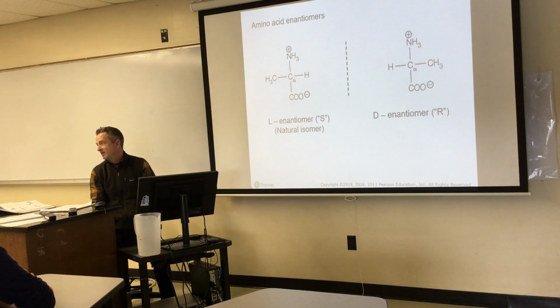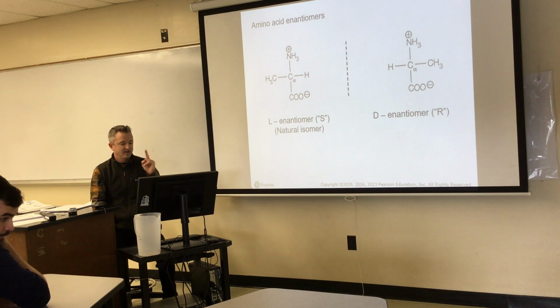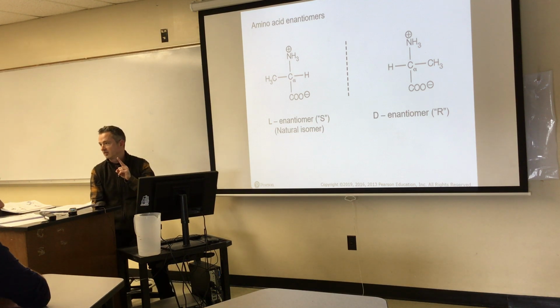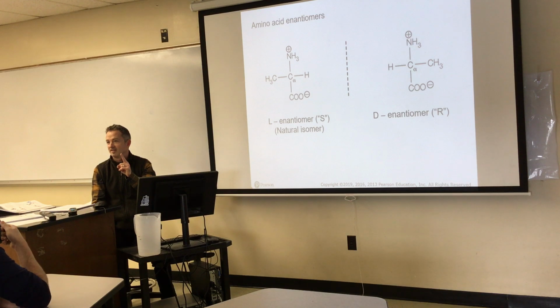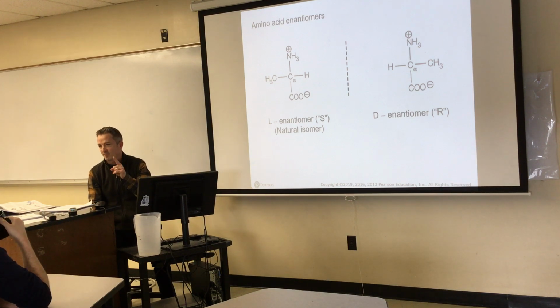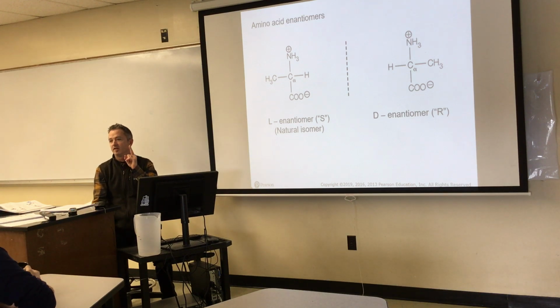So remember the D and L, levorotatory and dextrorotatory, remember that those were not defined by R and S. They were defined by positive and negative. Yes, they were defined by positive and negative based upon what?